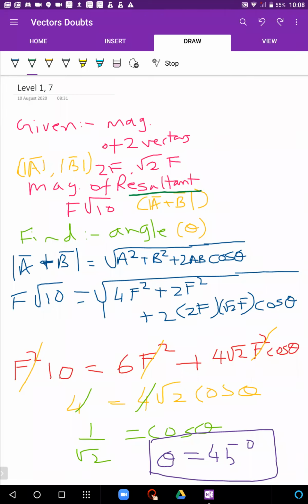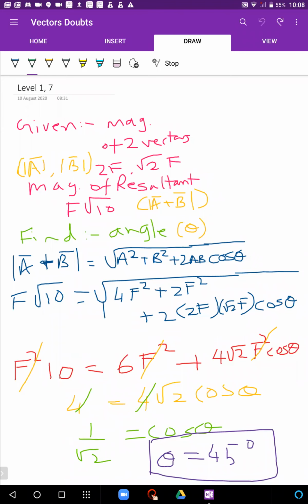If you give the vectors names A and B, the magnitude of the resultant would look like this: mod of A bar plus B bar. That is given to you as f root 10. What do you have to find? You need to find theta. Having written all the variables involved, we just stare at these terms: A, B, mod of A plus B, and theta.